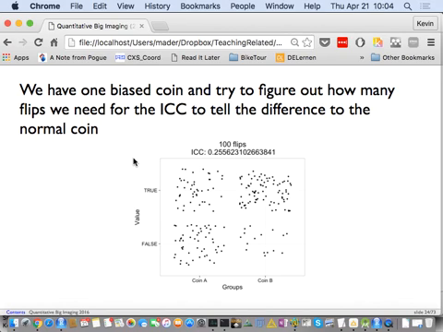And so here we have a coin A and a coin B, and we have 100 flips. And basically, what would the ICC factor tell us in this study?